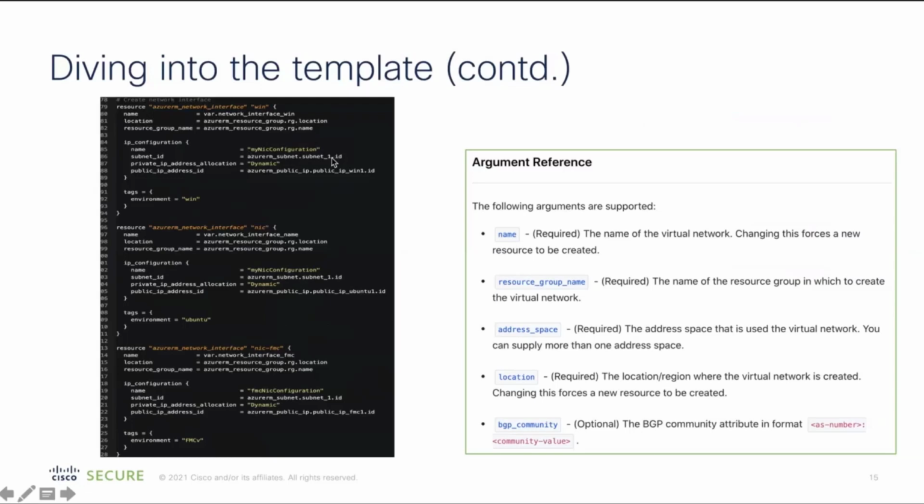All the subnets are defined with IP addressing. I want the IP dynamic. You can create a static IP, however you want. And again, tags Windows, tags Ubuntu, tag FMC, so I know that each of these interfaces are in different tags. These are some of the arguments that you can put in there: resource group, address space, locations, BGP community. There's a lot of different options you can do here.